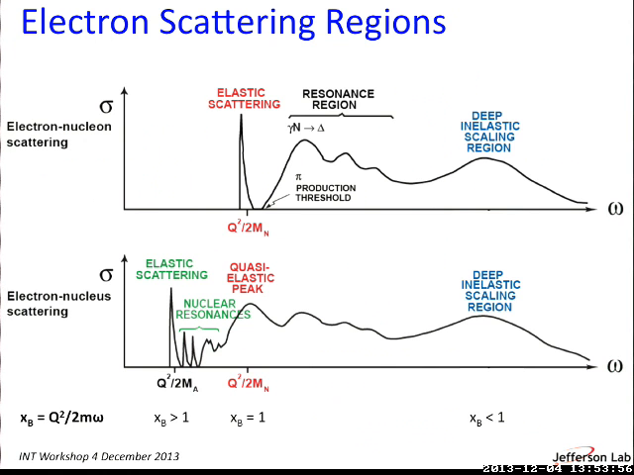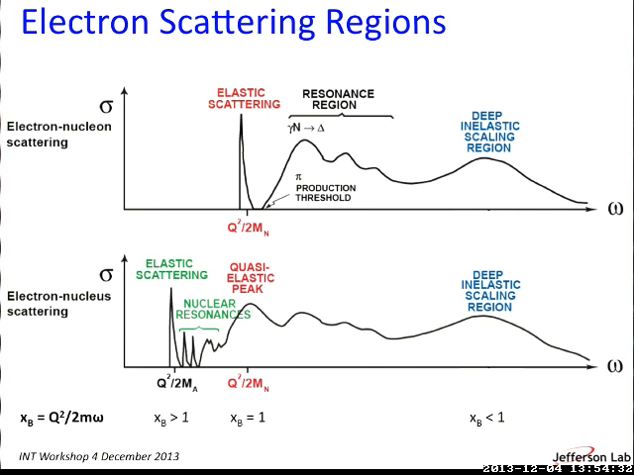Electron scattering regions. So we mentioned yesterday scattering at x greater than 1. What the heck is x greater than 1? If I take elastic scattering data on a free proton, that ideal target, I'd have a nice elastic scattering peak at exactly Q squared over 2m, where for a proton that would be little m, and I would come out at a Bjorken x of exactly 1. Then resonance region, delta production, deep inelastic as I go higher and higher in omega for a fixed Q squared.